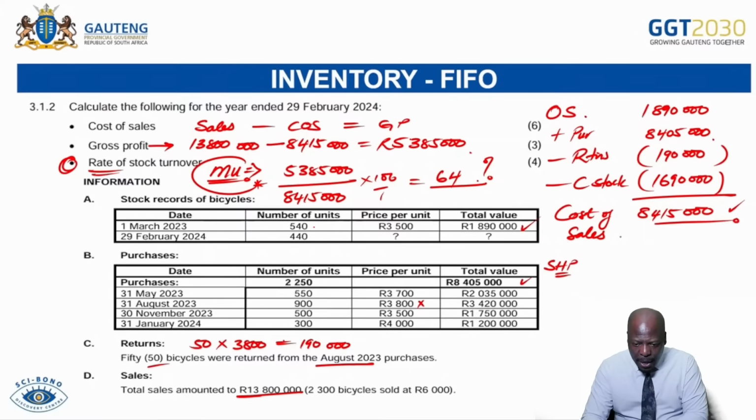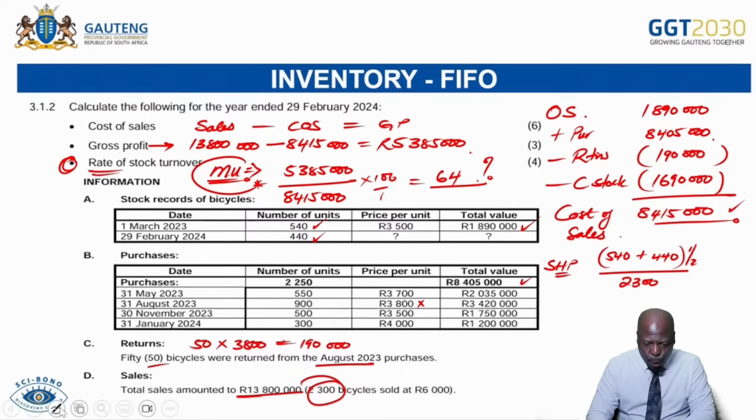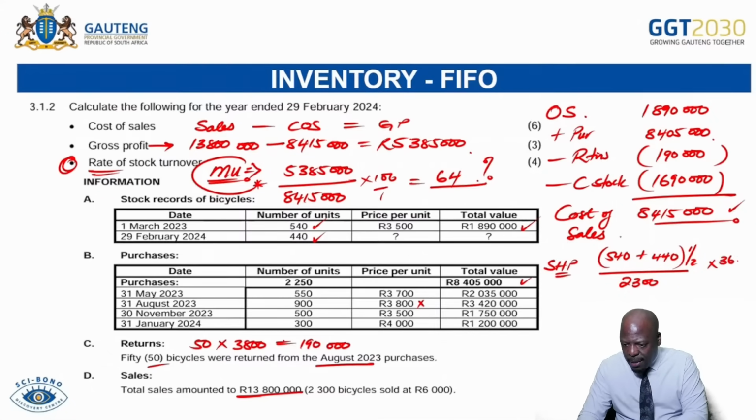To get average stock, it has to be your opening stock, which is your 540, plus your closing stock, which is your 440. Remember, you're getting the average, so you multiply by half. Then you divide this by your cost of sales. Cost of sales simply means the units sold, so you divide that by 2,300. Then remember to multiply by 365 days. That gives you your stock holding period.